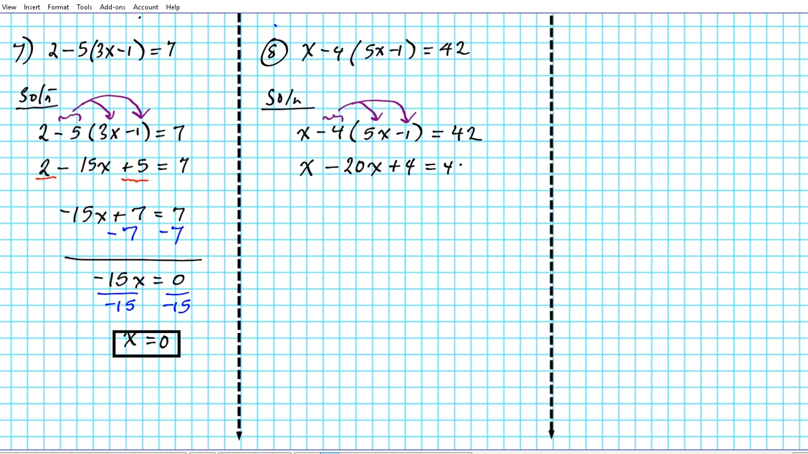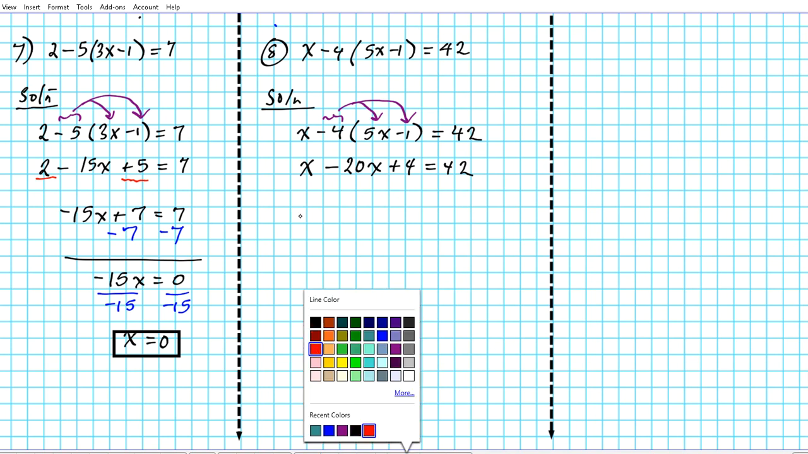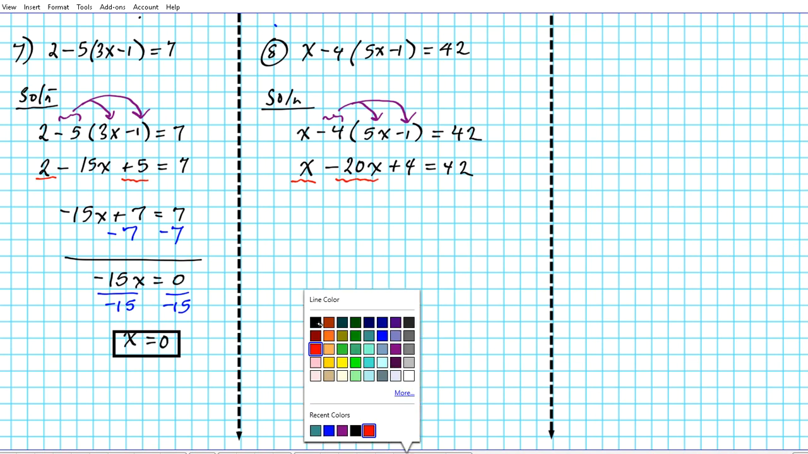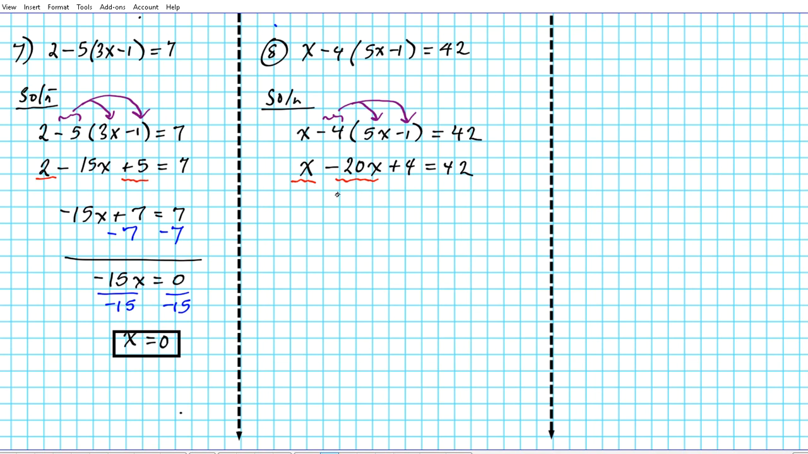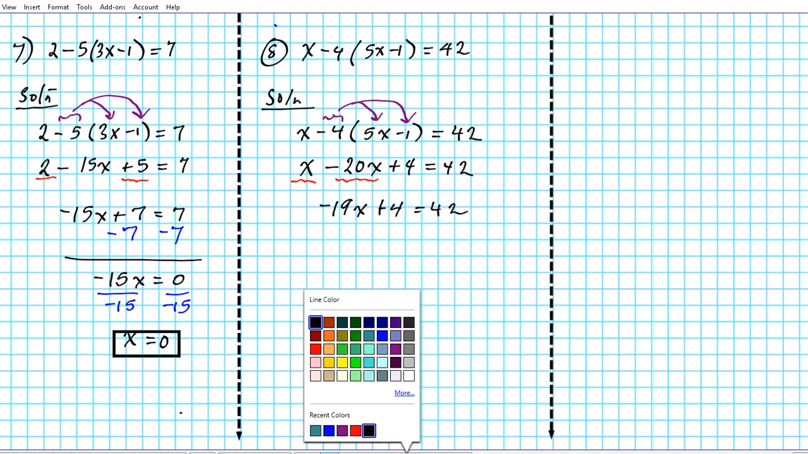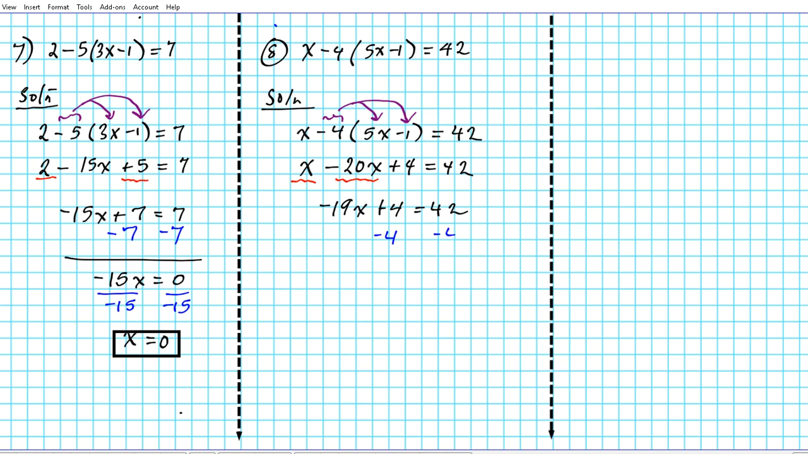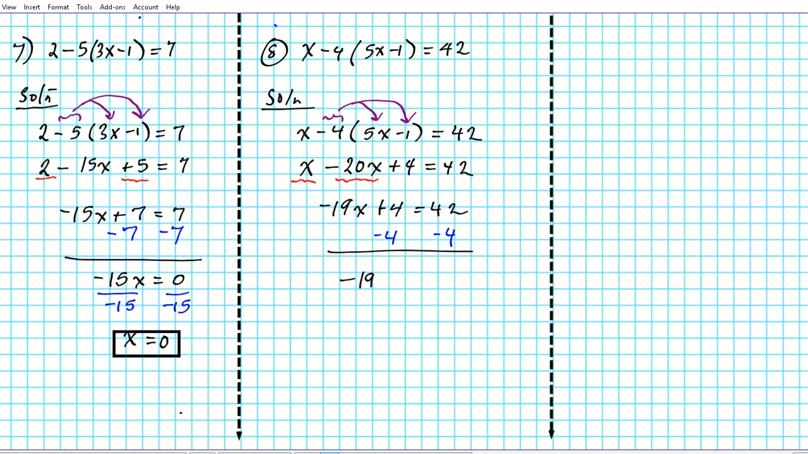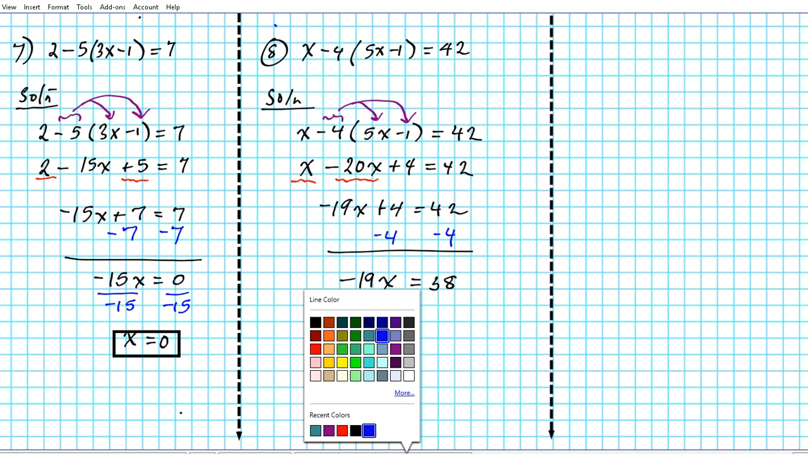That equals 42. Like terms to be combined, we have x and negative 20x are like terms because they are first degree terms in the variable of x. Combine those two together, you get negative 19x plus 4 equals 42. To get x by itself, you subtract 4 and divide by negative 19. Okay, let's go ahead and do it. Subtract 4 from both sides, you are going to have negative 19x equals 38. Okay, divide both sides by negative 19.